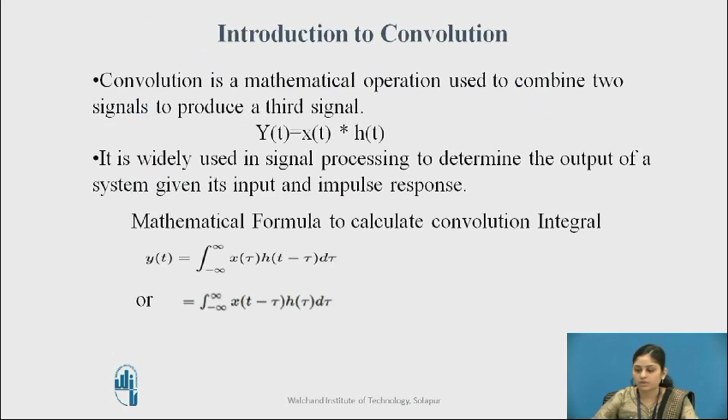Now let us discuss the introduction to convolution. Convolution is a mathematical operation used to combine two signals to produce a third signal, such as y of t, which is equal to x of t multiplied with h of t. Convolution is widely used in signal processing to determine the output of a system given its input and impulse response.